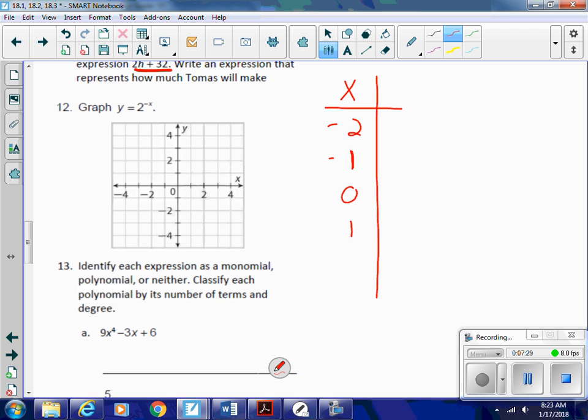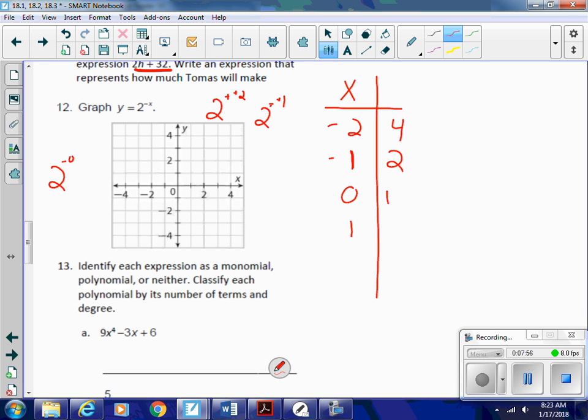So when my exponent is a -2, I've got 2 raised to the -2, which is really 1 over 2 squared, and I get 1/4. The next one, when I do 2 raised to the -1, well, that's really 1 over 2 to the first power, which is 1/2. And 2 to the 0 power, anything raised to the 0 power is 1.